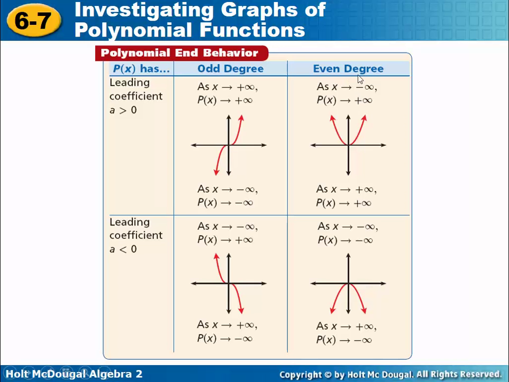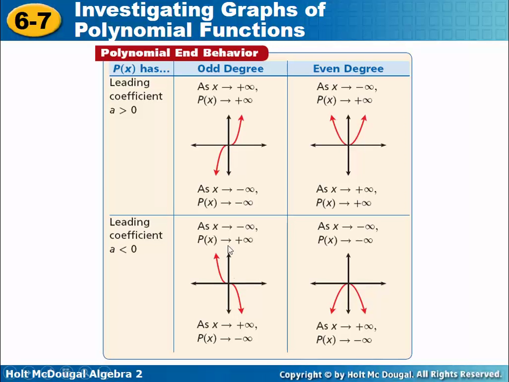In an even degree function, as x approaches negative infinity, as we move to the left, the function, the red line, is increasing and is going to keep going up to positive infinity. And as x increases and goes to positive infinity, the y value, the p of x, is also increasing and will go to positive infinity. So that's the two possibilities you could have if your first term is greater than 0. Let's look at what if it's less than 0. What if you have a negative in front of the leading term?